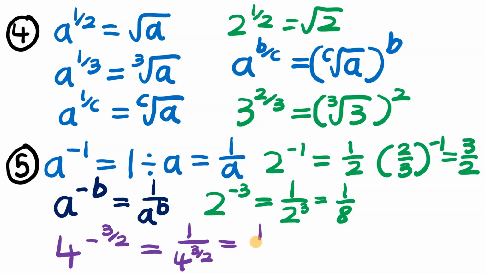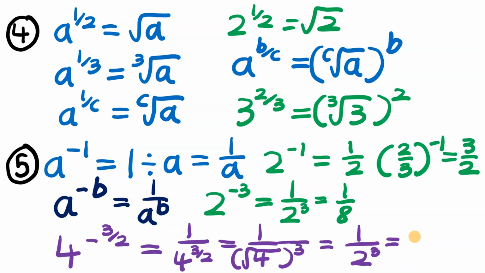Now this is still going to be 1 over 4. Now remember what 3 over 2 means as a power, so this 2 here in the denominator means that we square root it, so we're going to square root 4, and then this 3 here means we're going to raise everything here to the power of 3. Okay, so we can simplify this, so this is going to be 1 over, and then the square root of 4 is 2, and then this is to the power of 3, and then 2 to the power of 3 is 8, so this is 1 over 8. So 4 to the power of minus 3 over 2 is equal to 1 over 8.